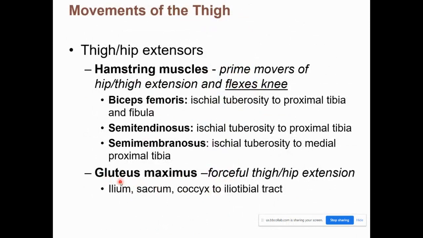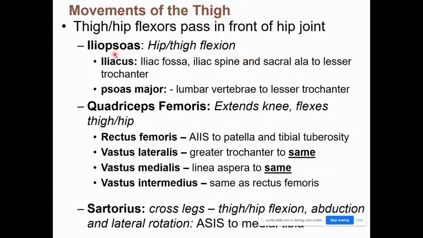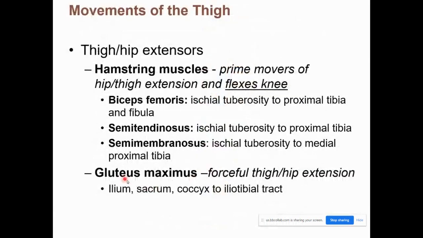Gluteus maximus, or the butt muscle, very forceful, but that action is hip extension. So its antagonist is that iliopsoas group. The iliopsoas group that you covered a second ago flexes the hip, while gluteus maximus extends the hip.